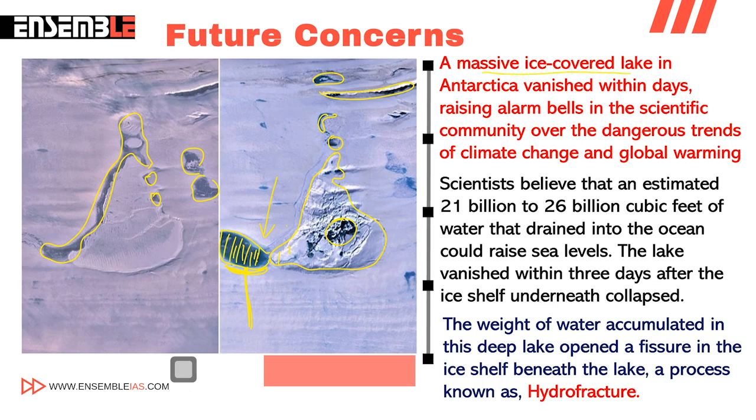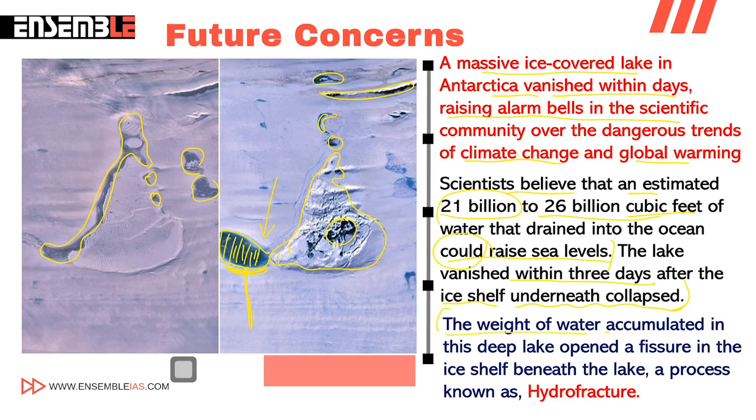So a massive ice covered lake in Antarctica vanished within days, raising alarm bells in the scientific community over the dangerous strain that climate change and global warming are posing in those cold areas. Scientists believe that an estimated 21 billion to 26 billion cubic feet of water that drained into the ocean could raise sea levels. Could raise. It is not certain that it will raise. The lake vanishes within 3 days after the ice shelf underneath collapses. And I just explained how this process of collapsing happened in those areas.